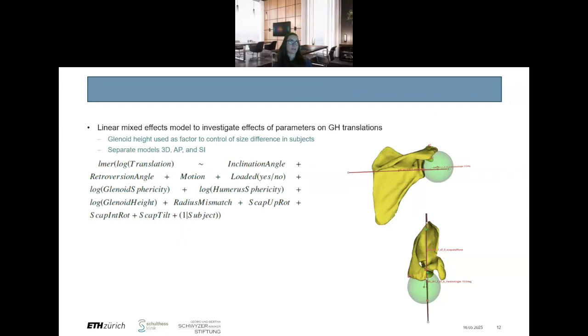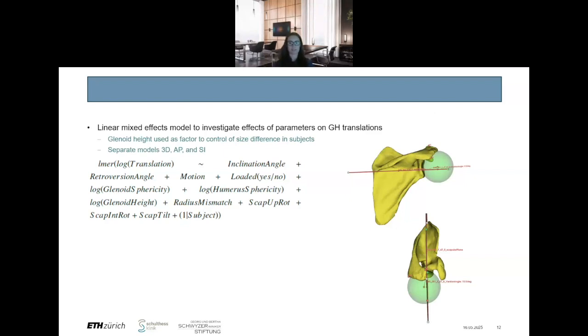Then we created a linear mixed effects model, and the goal for this is to really account for all possible combinations of effects in all of these geometric parameters, as well as motion. We also included glenoid height because we thought, maybe we just have different translations in different subjects because some subjects are bigger, some subjects are smaller. And we also included subject as a random factor because some subjects might just have different baselines. And then we can really investigate the combinations of all of these parameters.